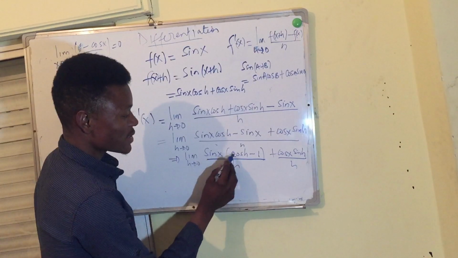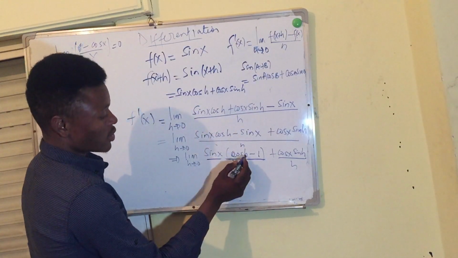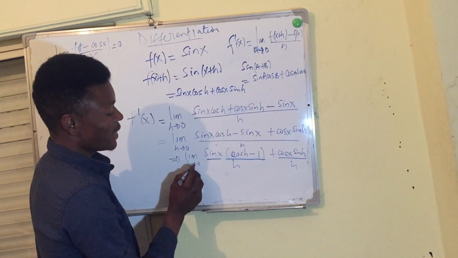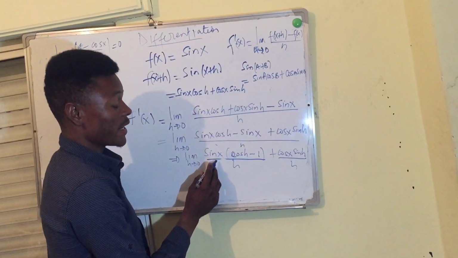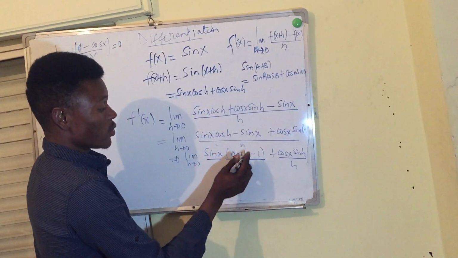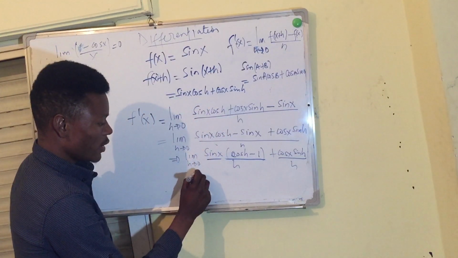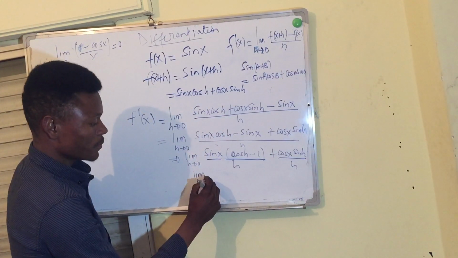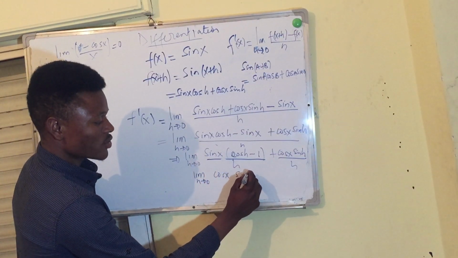So therefore sine x times 0 is 0. So whole of this is 0, because cos h minus 1 over h limit is 0. 0 times sine x then is 0. So that one function goes away actually. And abin da ya rage shine limit as h goes to 0. Now what? Cos x sine h over h.